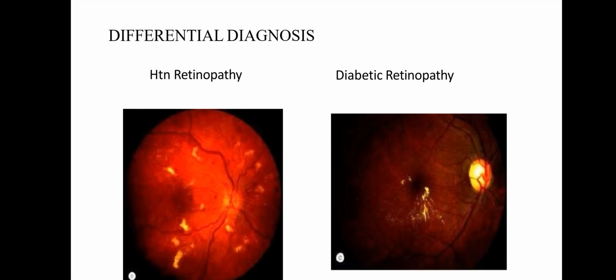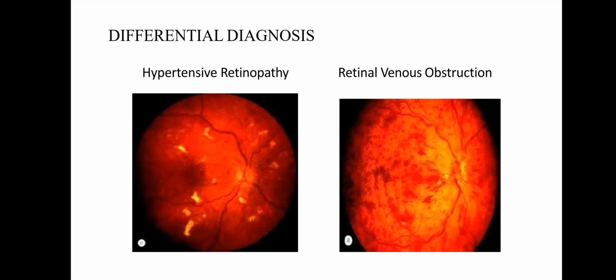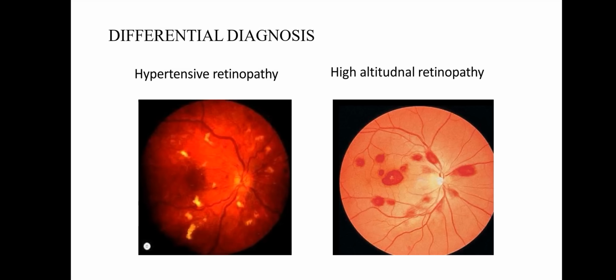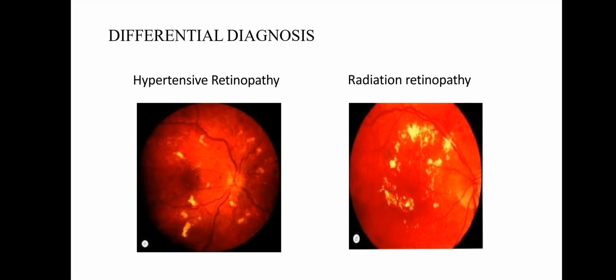Differential diagnosis: diabetic retinopathy, retinal venous obstruction, high altitude retinopathy, radiation retinopathy, each compared with hypertensive retinopathy.